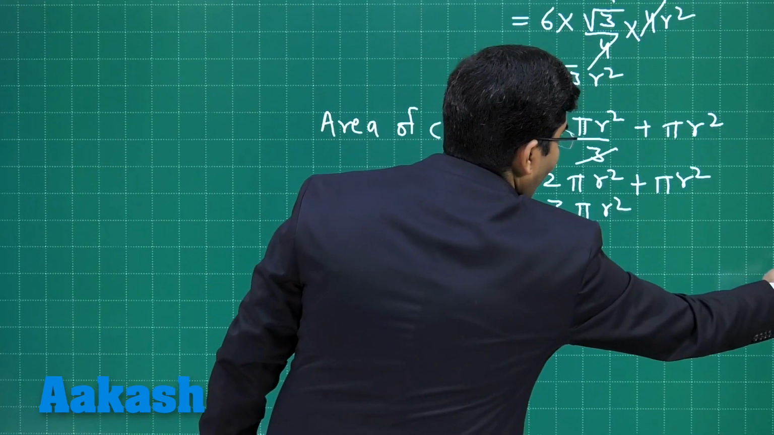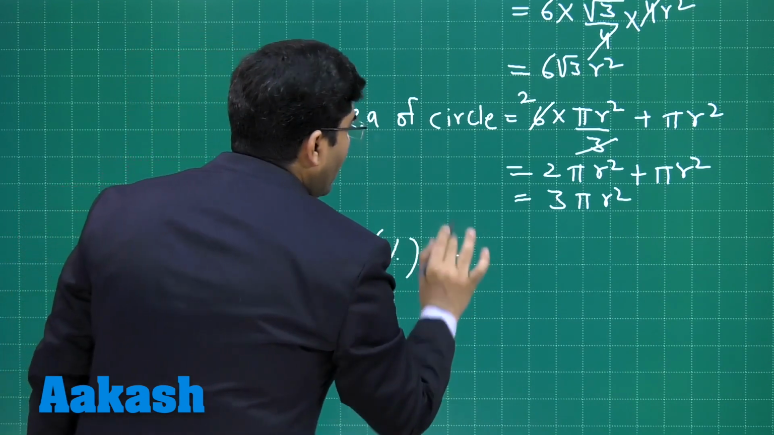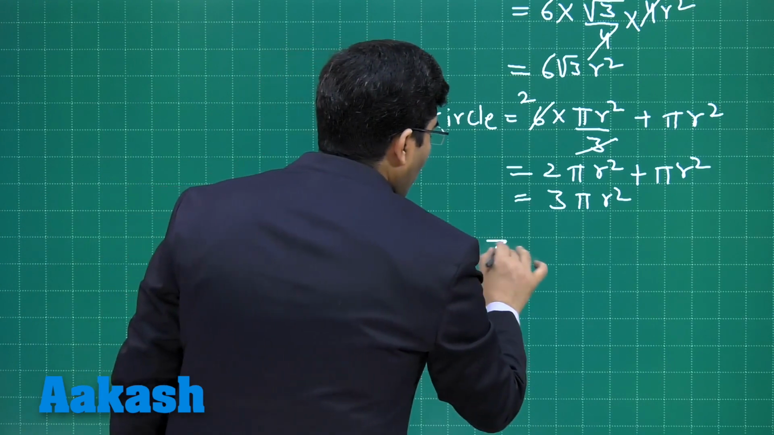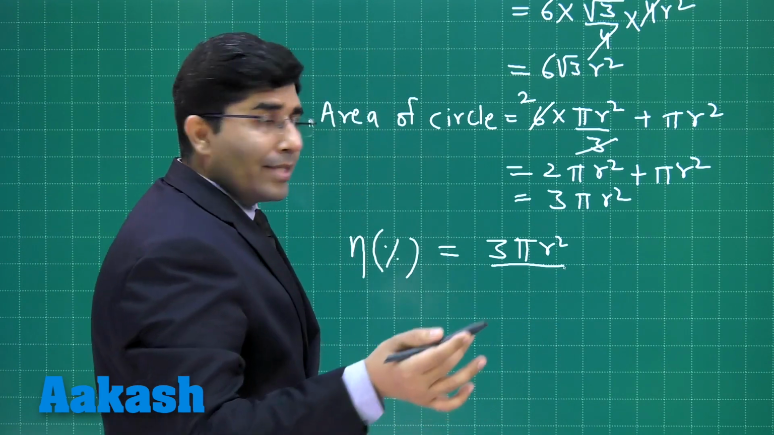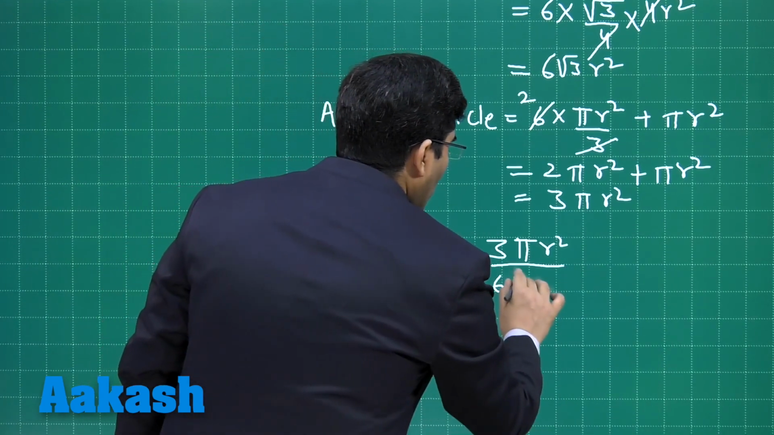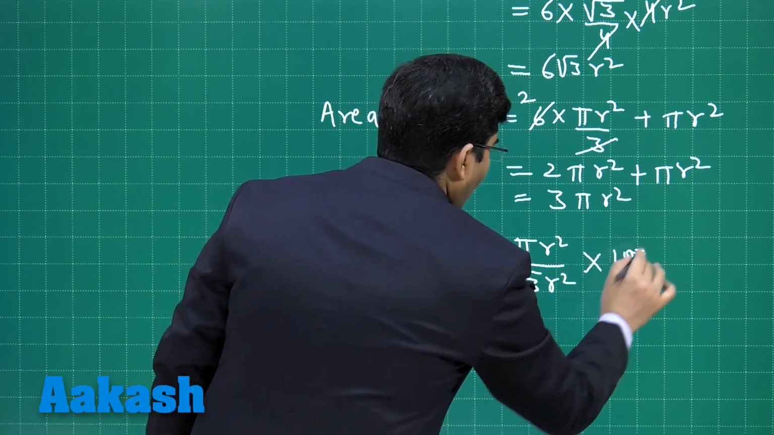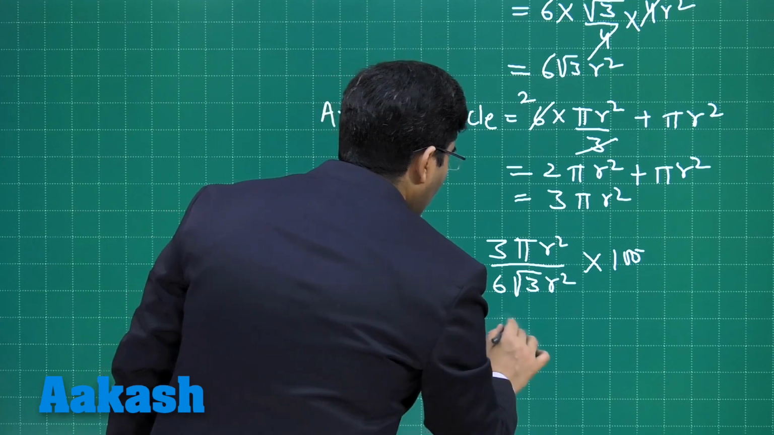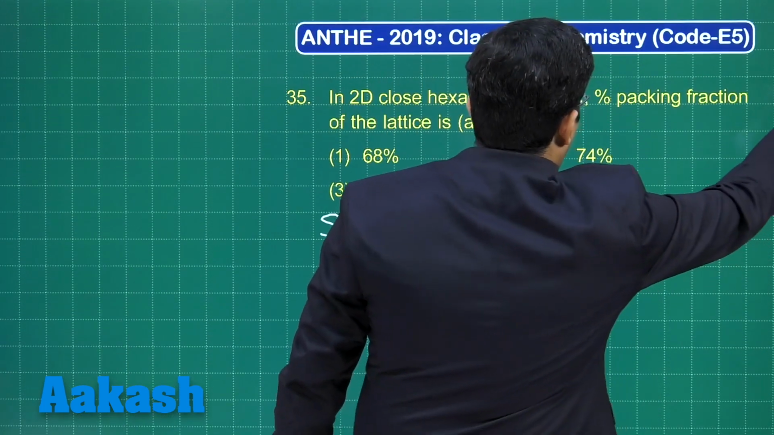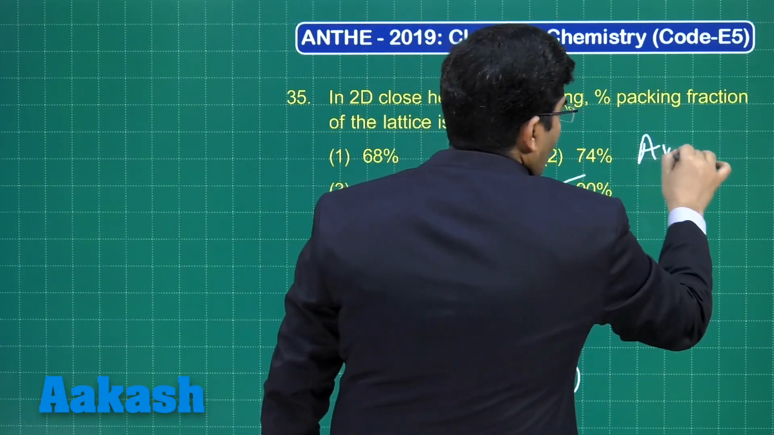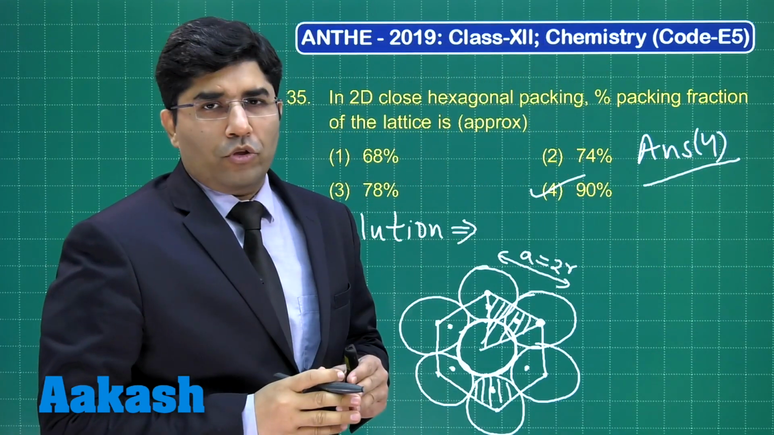And if we want to find out the efficiency, so efficiency percentage will be equal to area of the circles, 3 pi r square, divided by the area of the hexagon, that is 6 root 3 r square, multiplied by 100, and when we solve it, we will get approximately 90%, right. So our correct answer is the fourth one. So answer is option number 4. Let us solve the next question.